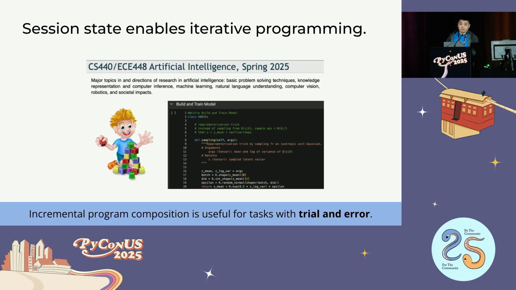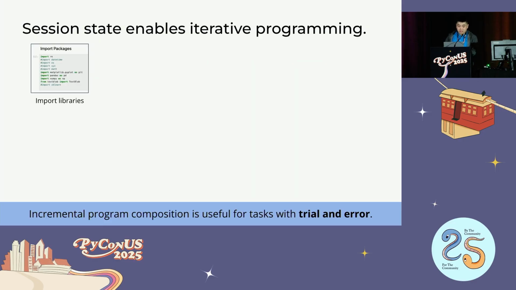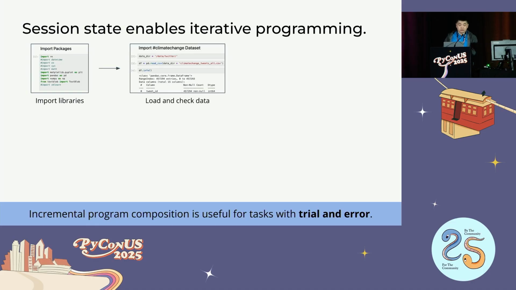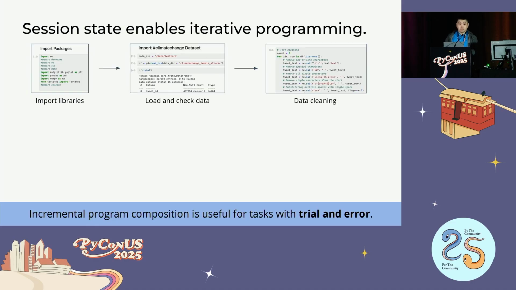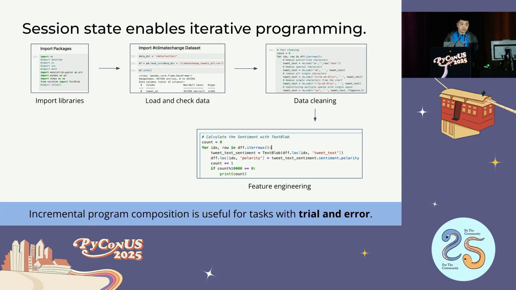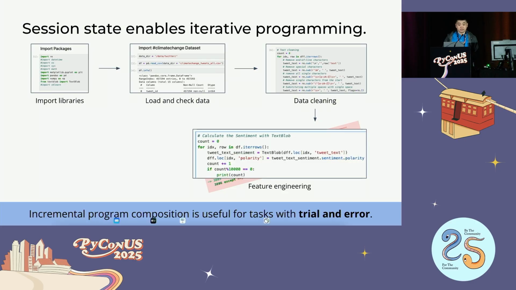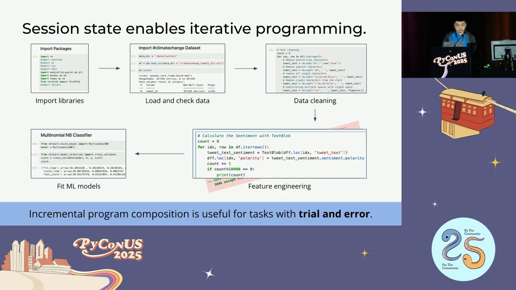So my workflow would probably look something like this, where I start with, say, importing some libraries, running some more cell code to load and check the data, run some cell code for data cleaning, do some feature engineering, and then, whoops, that didn't work, but then it's fine because I can always just edit the cell code and try again, and then hopefully proceed to train some ML models.